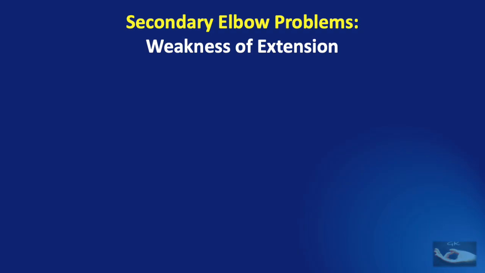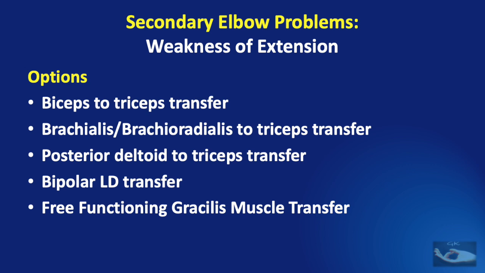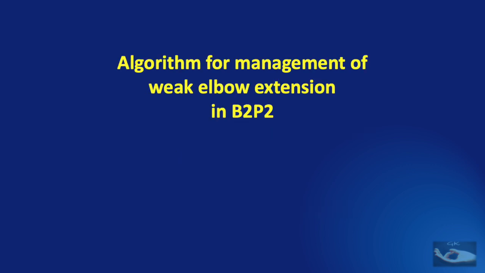If there is weakness of elbow extension, procedures like biceps to triceps transfer, brachialis or brachioradialis to triceps transfer, posterior deltoid to triceps transfer, bipolar latissimus dorsi transfer, or free functioning gracilis muscle transfer can be done to provide extension of the elbow. Let us see an algorithm to decide on which procedure to be done in which condition.